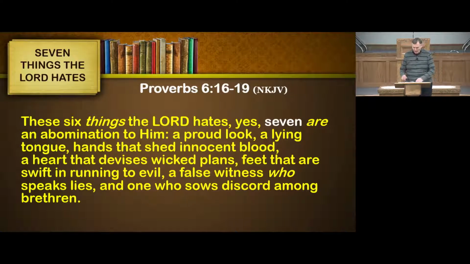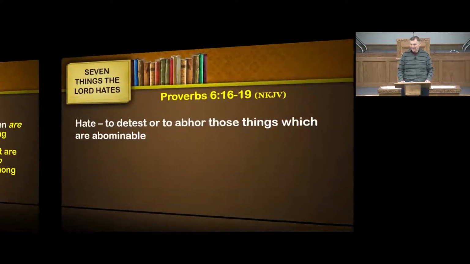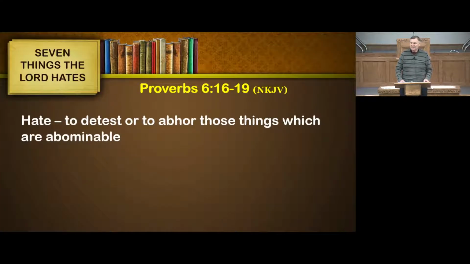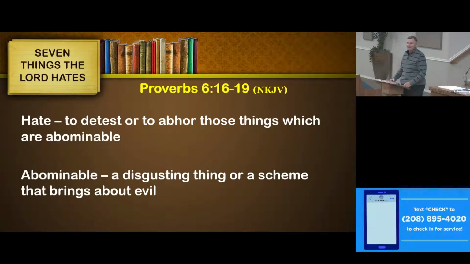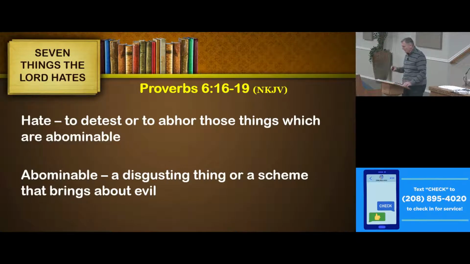So that's our verse that we're working from, and we worked through that a little bit last week. And one of the things that we said, the definition of hate in this particular instance, is to detest or to abhor those things which are abominable. And so when it says that God hates something, this is a good definition to picture in your mind to say this is what that's talking about. And then we defined abominable: a disgusting thing or a scheme that brings about evil. So God hates these things, and these are the 7 things we're going through.